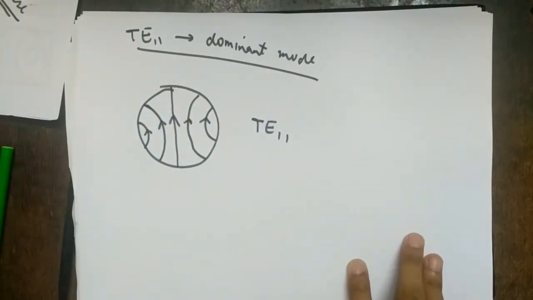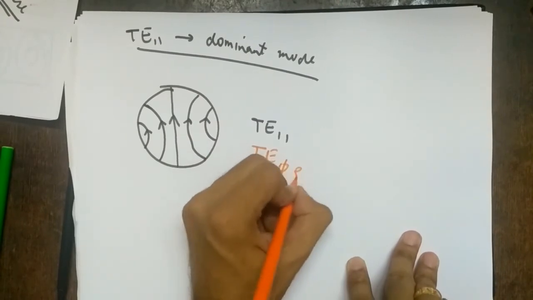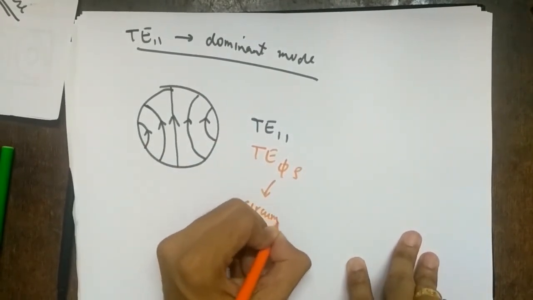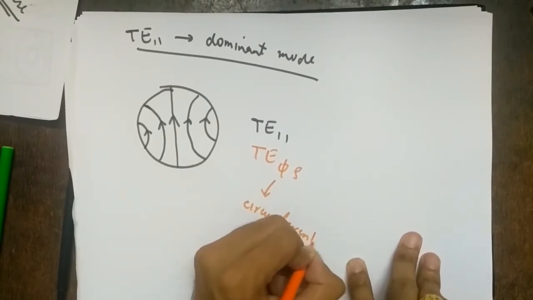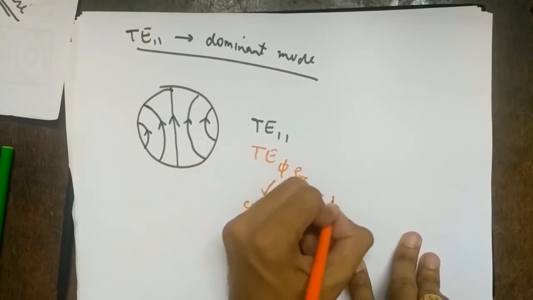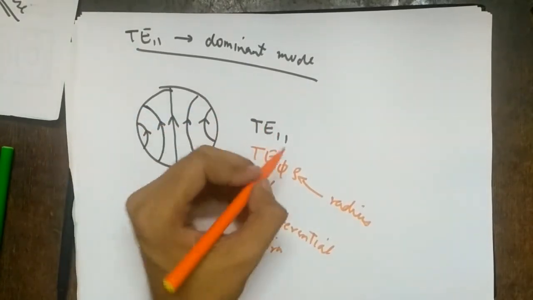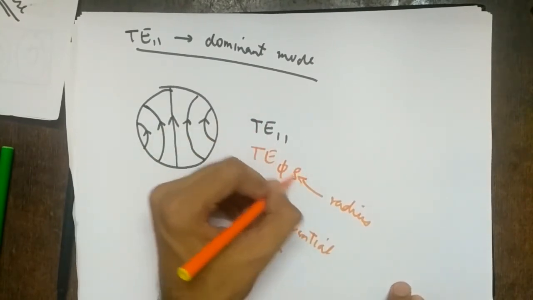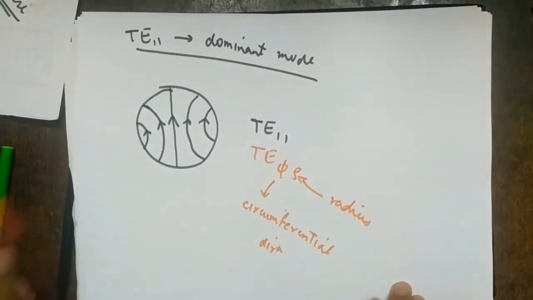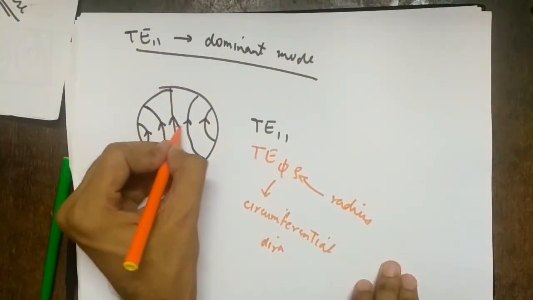Now why is it called TE11? You can remember this as the phi rho mode. This indicates the number of half cycle variations in the circumferential direction, and this indicates the radial direction, right? This is a cylindrical waveguide, so rho, phi, z are the coordinates. Rho is the radius, phi is the angle, the circumferential angle, we can say. So what is happening along the radial direction?